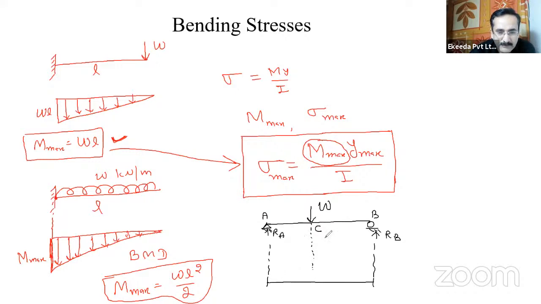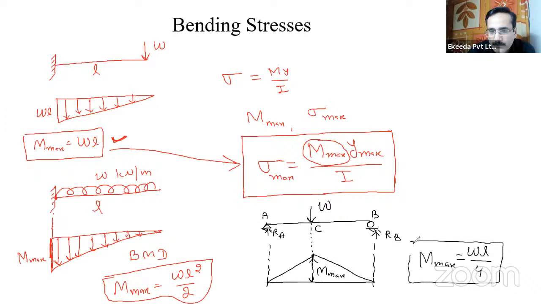Suppose this is center C. So the maximum bending moment was occurring at the center point. It is increasing and then decreasing, and this is the maximum bending moment, our M max. Why are we finding M max? Because the failure takes place due to maximum bending moment. So M max in this case was equal to WL by 4, if W is the point load. This was the maximum bending moment in case of a simply supported beam with point load.